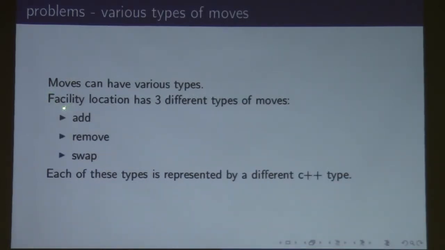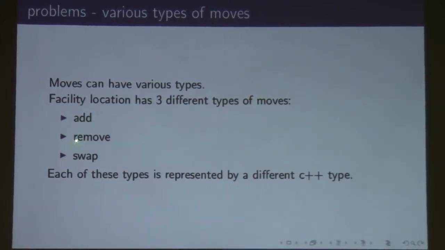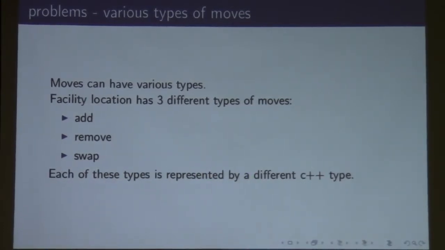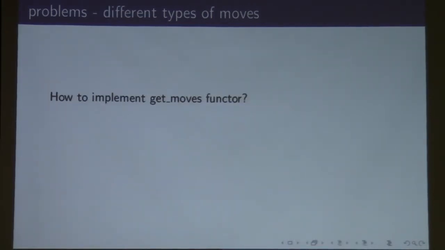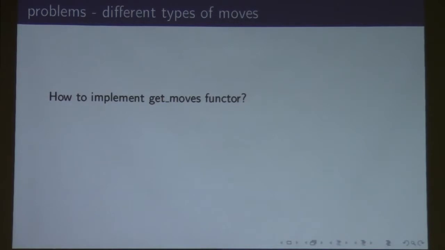So do you remember this facility location? It has 3 different types of moves, and each of these types is represented by a different C++ type. And how to implement this getMoves functor? It's supposed to give us a range of all moves, but these moves can have different types. So this is kind of a problem, and we've got to handle it.